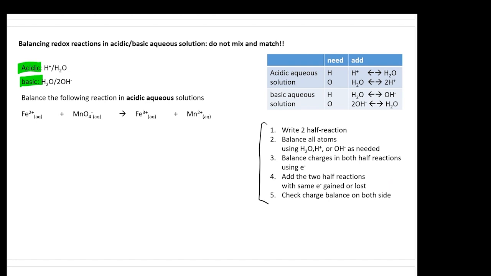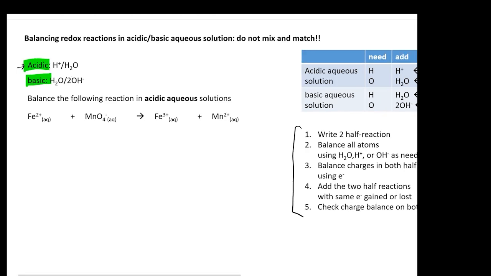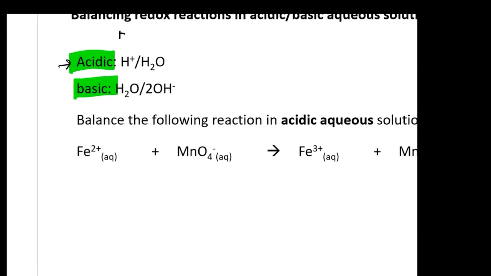So here I will just quickly summarize the things we're going to do. If you have acidic solution, if you want to add in protons to balance your atom, you use H+. But in basic solution, you use H2O. If you want to add in oxygens, in the acidic solution, you use H2O. And in the basic solution, you use 2OH-. So these are the things that you want to memorize.